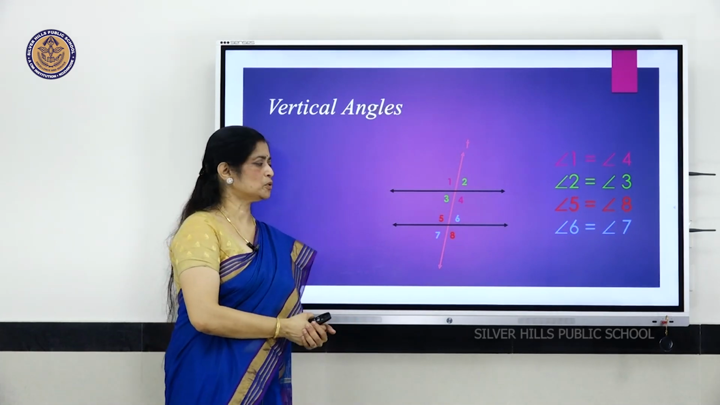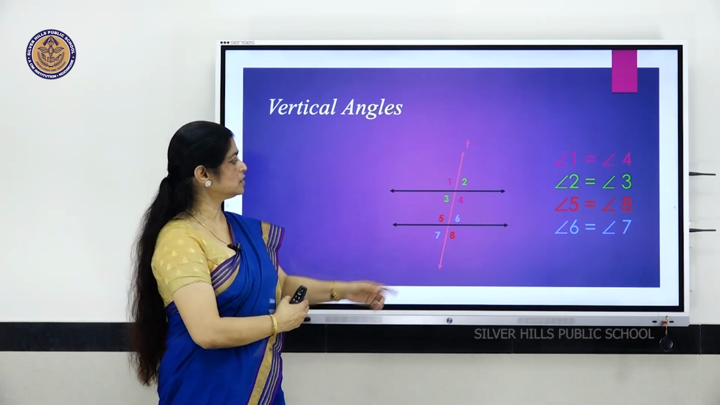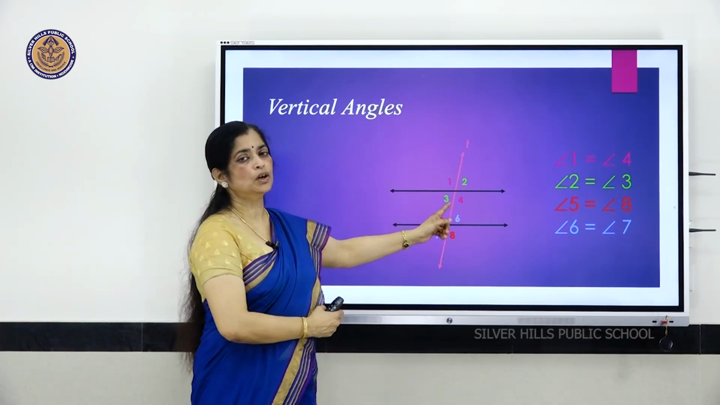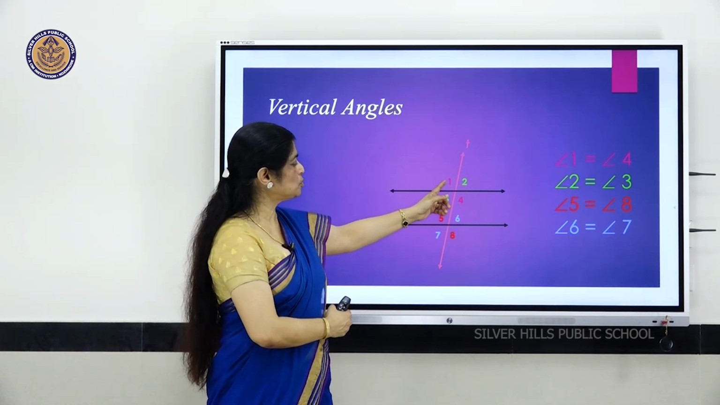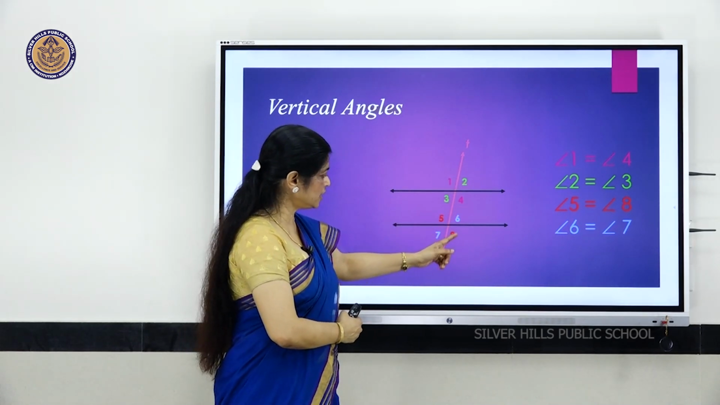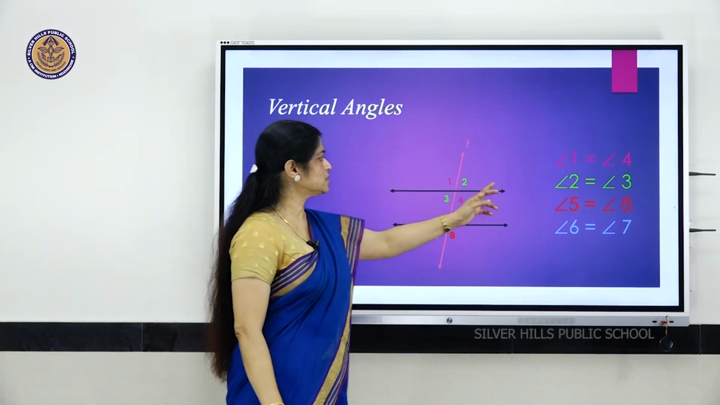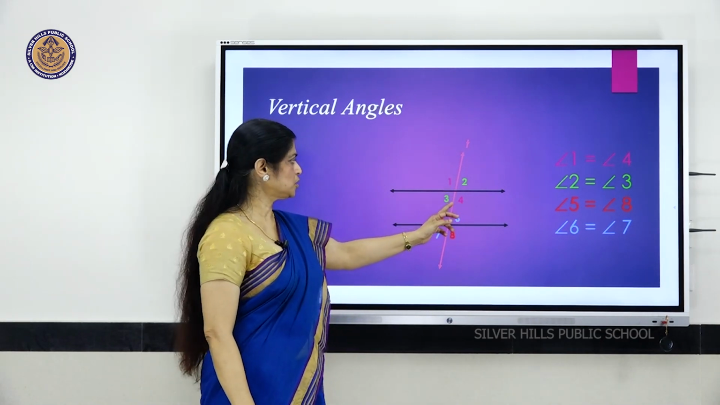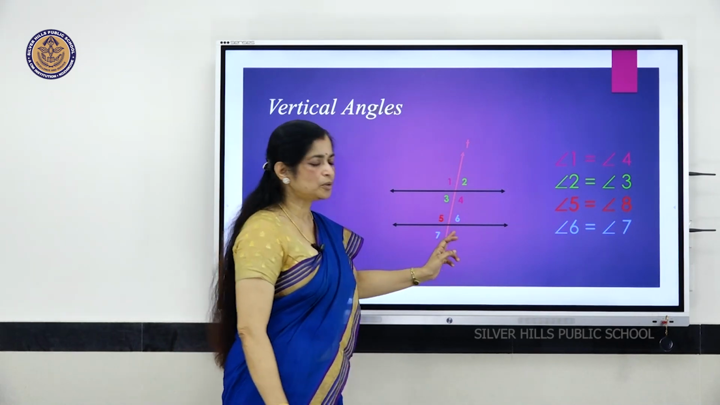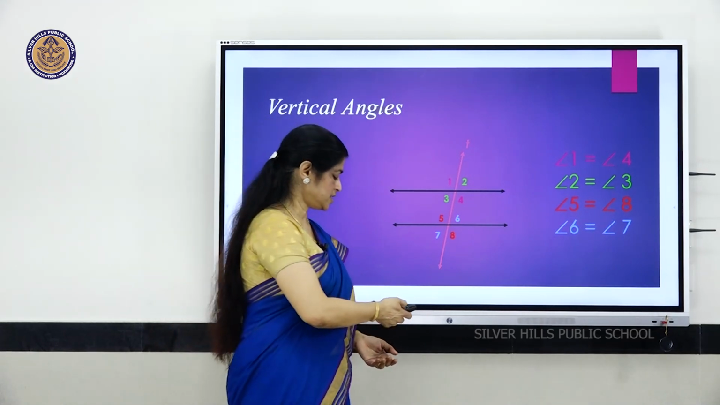Now, vertical opposite angles. When two lines intersect, they form vertical opposite angles. So, when this transversal cuts these two lines, you get vertical opposite angles. The vertical opposite angle of 1 is 4, 2 is 3, 5 is 8 and 6 is 7. So, the vertically opposite angles 1 and 4 will be equal. Similarly, angle 2 will be equal to angle 3, 5 will be equal to angle 8, angle 7 will be equal to angle 6.